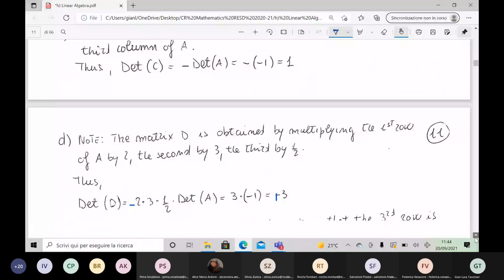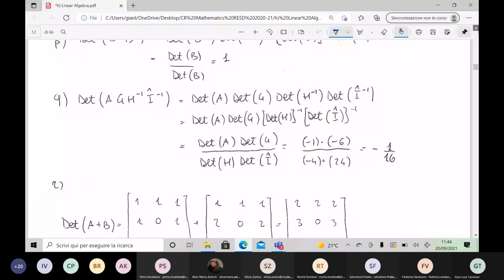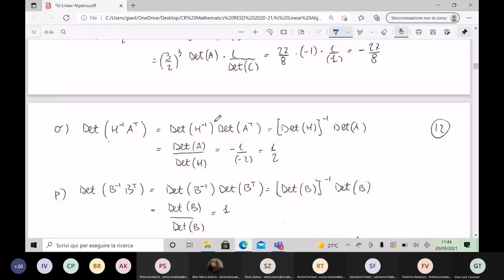Okay, so apply Binet theorem, and remember another property. The determinant of a product is the product of the determinants. And remember, the determinant of the inverse is 1 over the determinant of H. The determinant of A transpose, as I told you, first property, is equal to the determinant of A. So you see, I simply wrote it in this way. This is 1 over determinant of H, determinant of A. Simply substitute minus 1 here, minus 2 here, and you get 1 over 2.